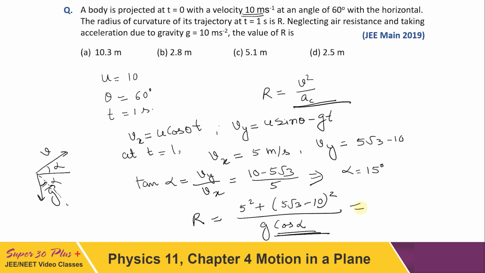Now if you substitute all the values here, alpha being 15 degrees, the final answer will come out as 2.77 meter. That is close to the value 2.8 meter, which is our option number B.